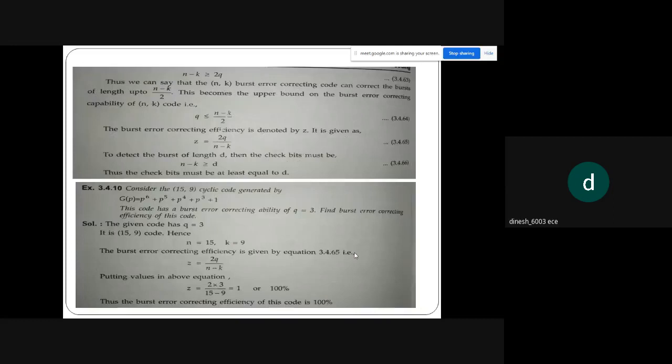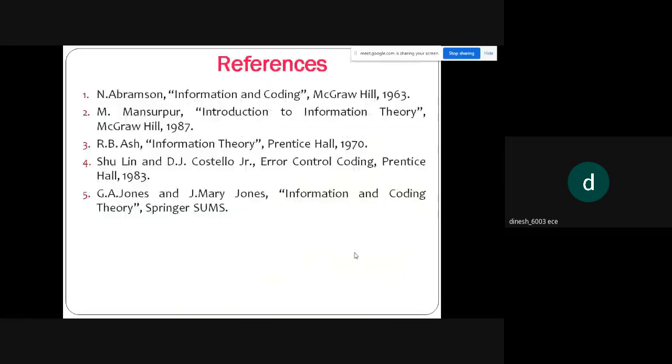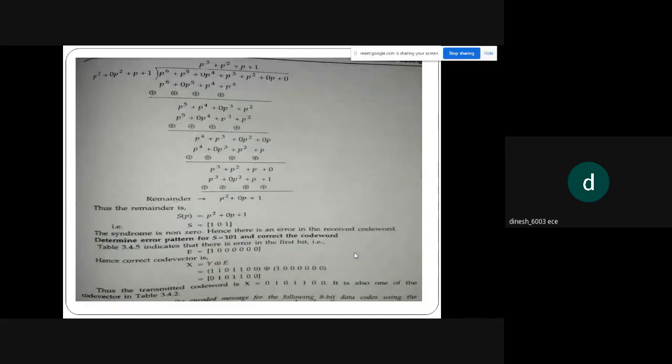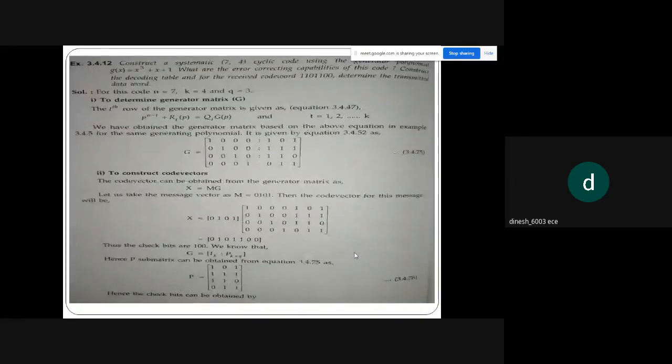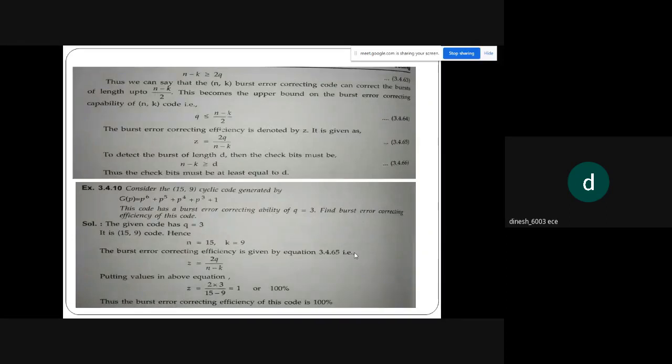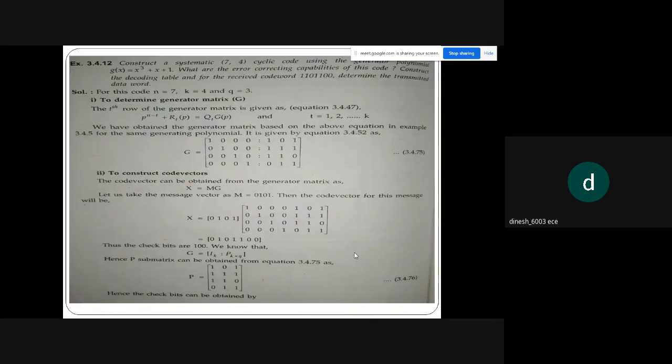Okay, so leave the burst error correcting codes. I'll explain burst error codes in the next presentation. Meanwhile we'll see a problem of cyclic codes: how do you use cyclic codes along with syndrome calculation or generation? This is also relevant to burst error correcting, which I'll explain in the next presentation.